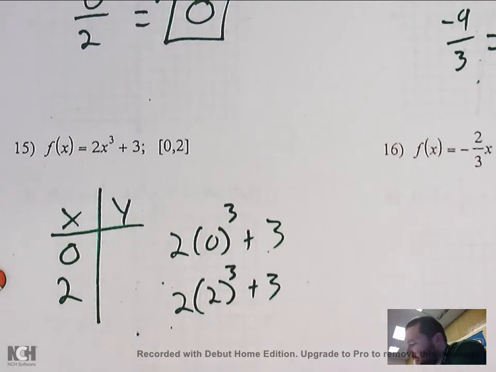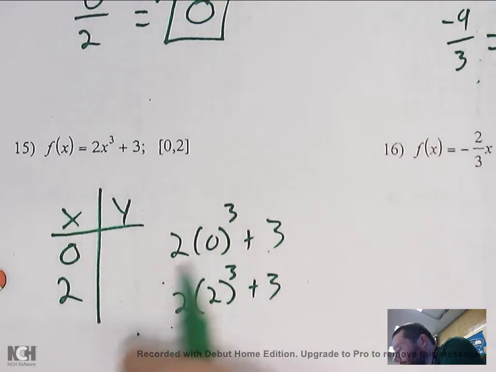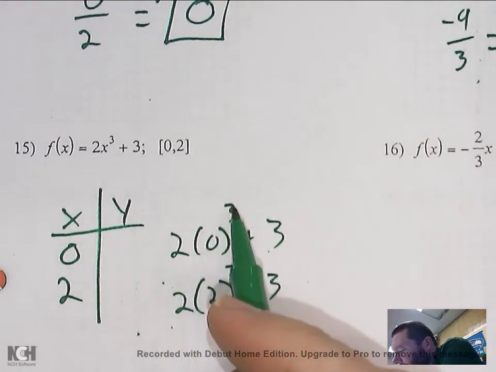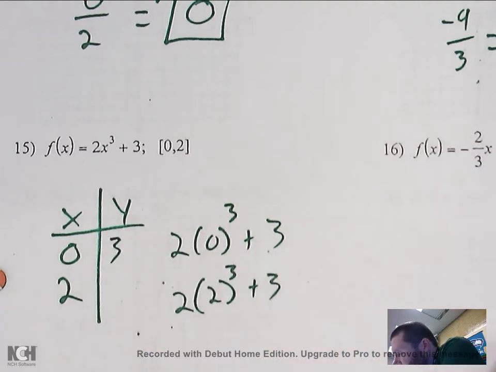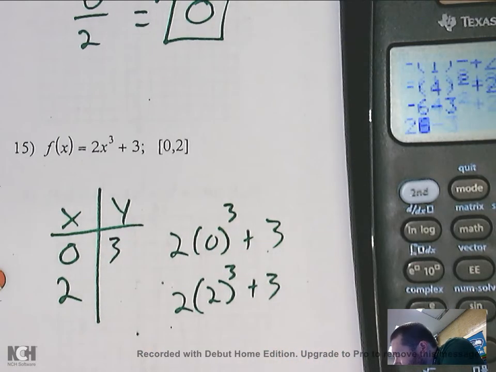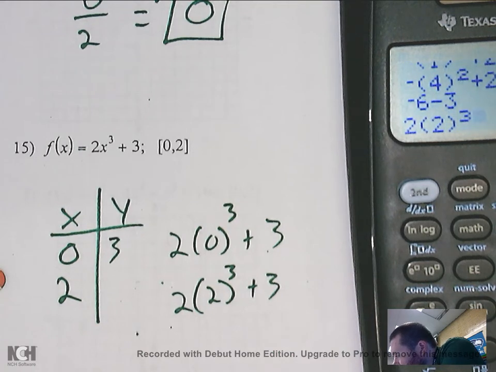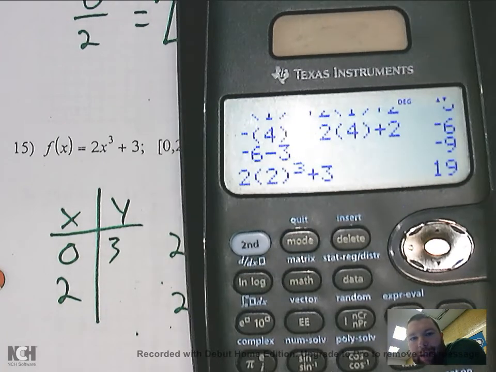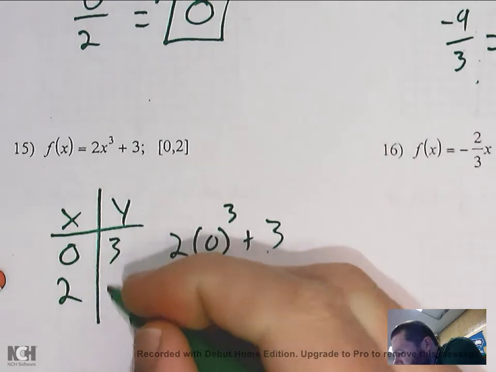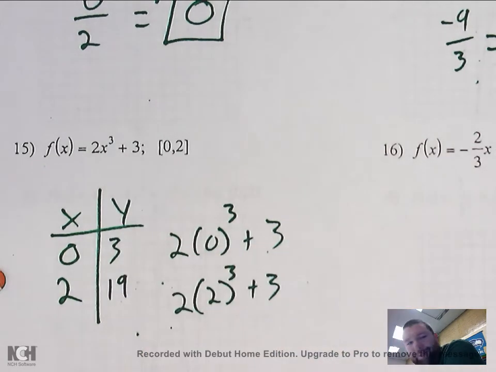Okay, sorry about that. So when we plug these into our calculator, I can already tell what this one's going to be. 0 to the third power is 0. 2 times 0 is 0. So that one's going to be 3. The second one, 2 parenthesis 2 to the third power plus 3, and you would get 19. So this one is going to be 19.